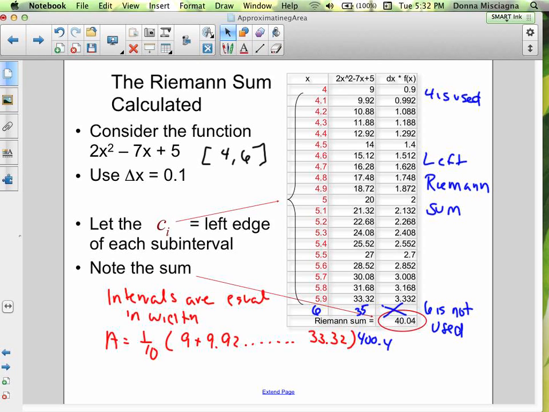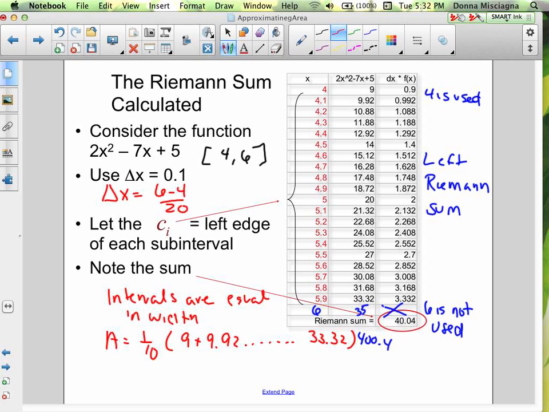Right, so here it's from 4 to 6, and the change in x is 1/10, which makes sense because you've got 20 values here. If you have 6 minus 4 divided by 20, that's going to be 2/20ths or 1/10, right? So that's why it definitely has to go from 4 to 6.